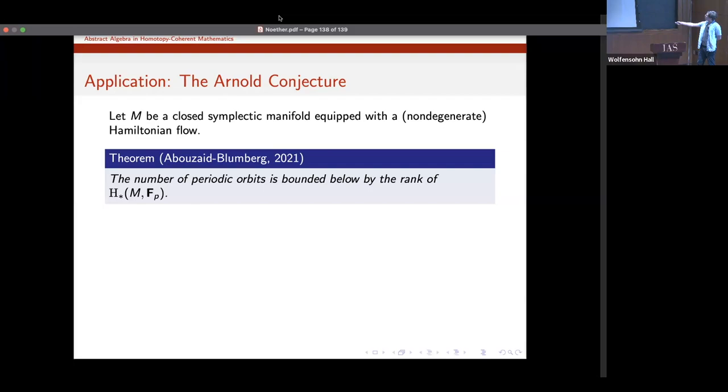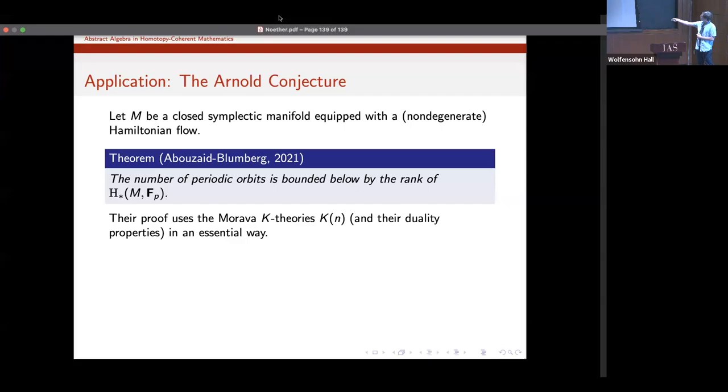If you replace F_p by Q, then this is a statement that was known earlier and was, I think, one of the first applications of this theory of Floer homology. And the way that they extended these ideas and got a better bound is they developed a theory of Floer homology, not with coefficients mod p, but with coefficients in these Morava K-theories that I've been telling you about.